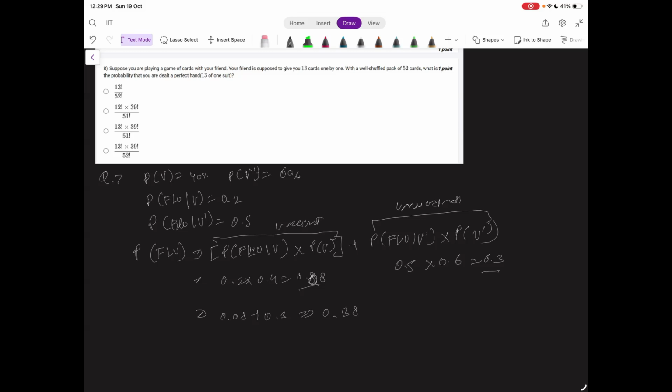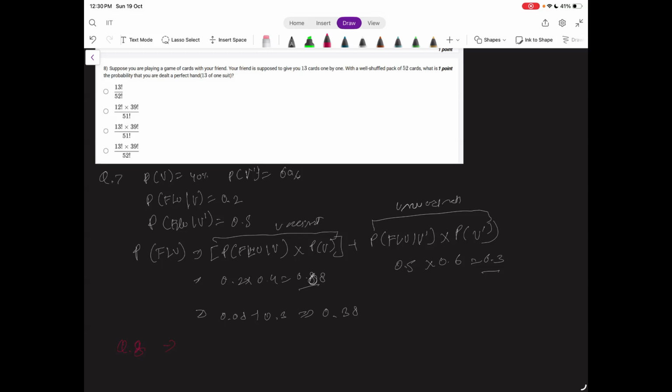Oh, I'm sorry, question number 8. Question 8 says, suppose you are playing a game of cards with your friends. Your friend is supposed to give you 13 cards one by one. With a well-shuffled pack of 52 cards, what is the probability that you are dealt a perfect hand, which is 13 of one suit? So a standard deck has 52 cards divided into 4 suits: hearts, diamonds, clubs, and spades, with 13 cards in each suit.